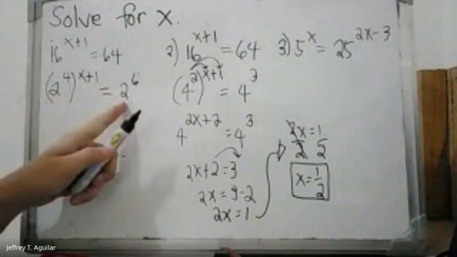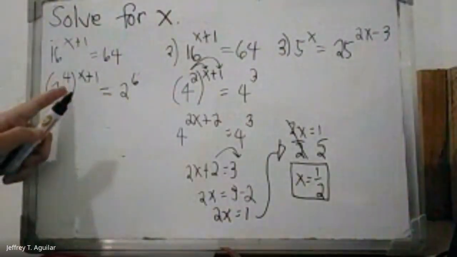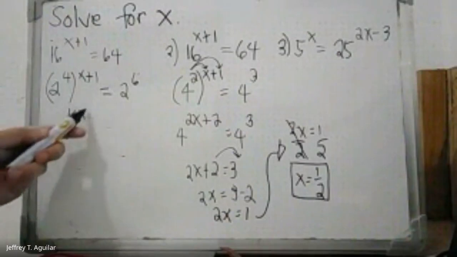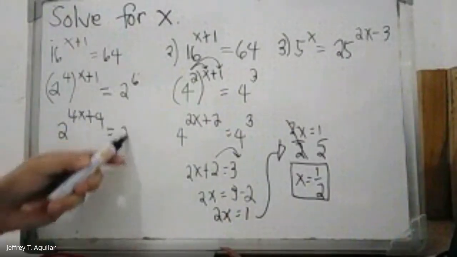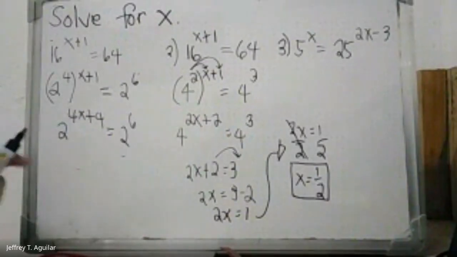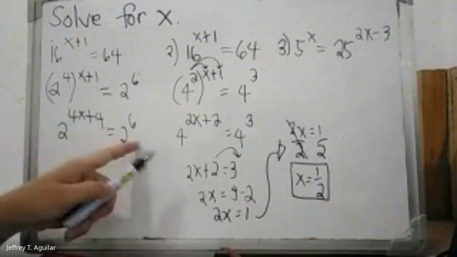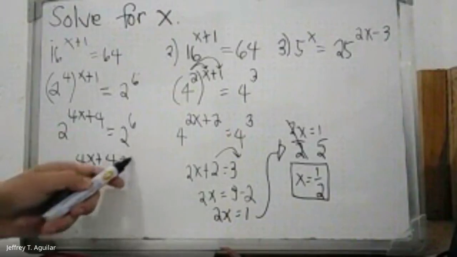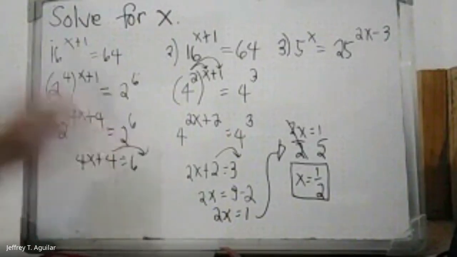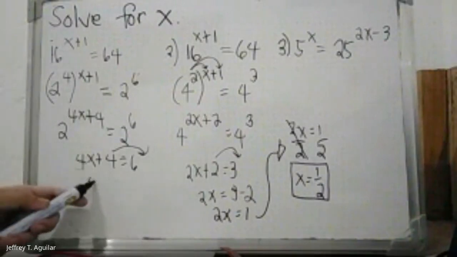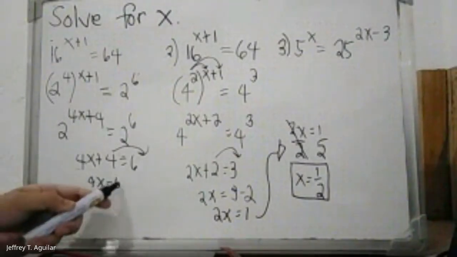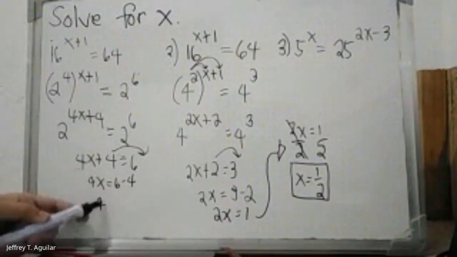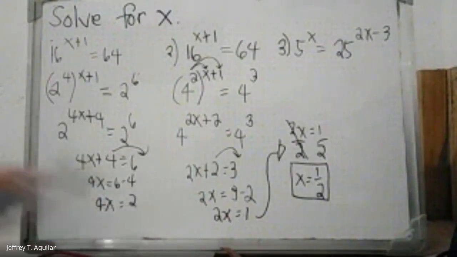Are they having the same base? Yes. But wait, we are going to multiply exponents from this part. So this is now 2 raised to the power of 4x plus 4, which is now equal to 2 to the 6. Are we having the same base? Yes, we can now equate exponents. So we have 4x plus 4 is equal to 6. But we have to transfer 4 to the right. So this is now 4x is equal to 6 minus 4, which is now equal to 4x equals 2.